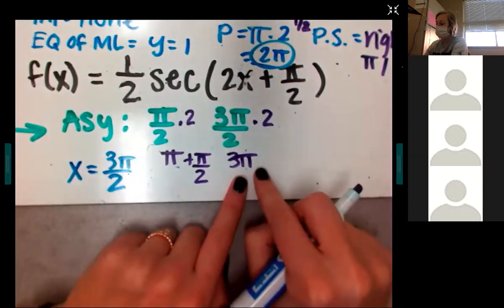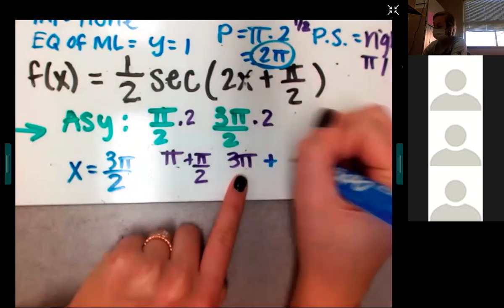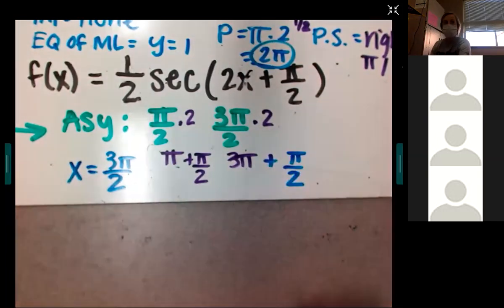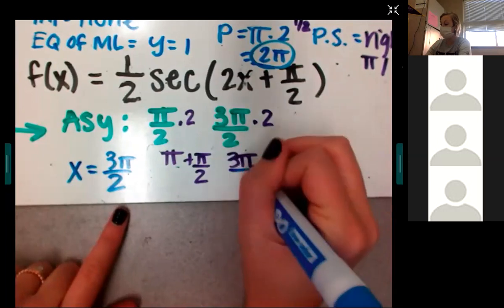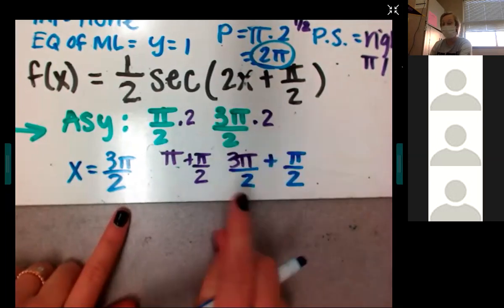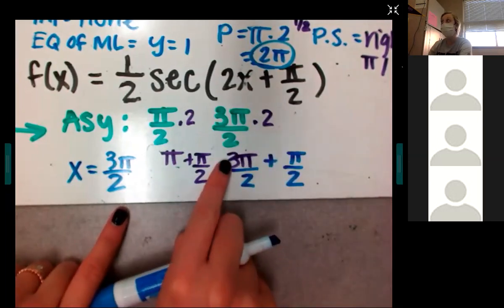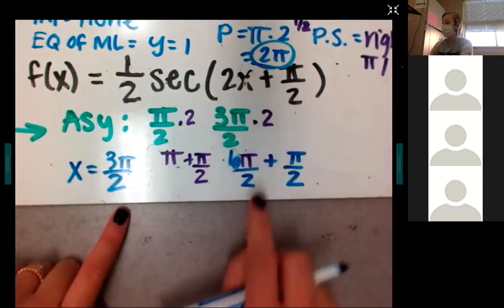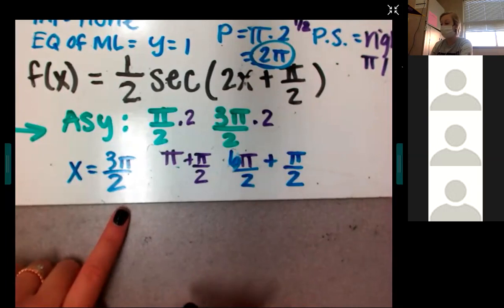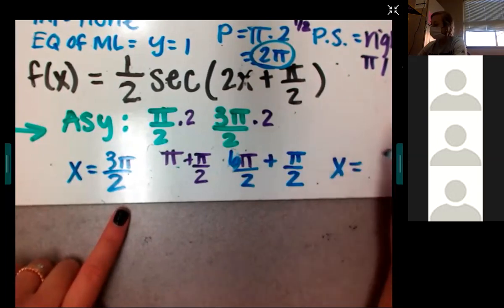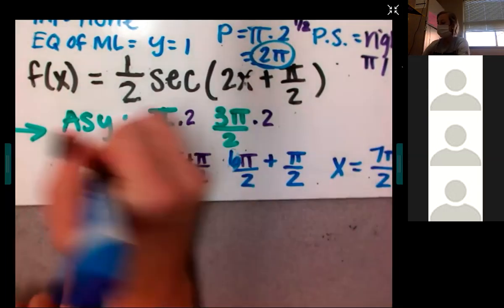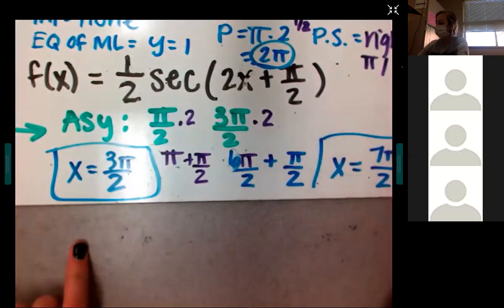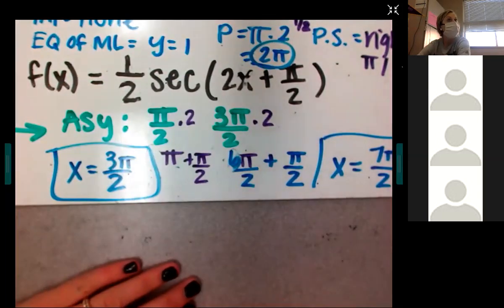And then the second one, if I take 3 pi and add pi over 2, let's do the same thing. Get a common denominator, so put it over 2 as well. And then you have to multiply the top by 2 also. So what's 3 times 2? 6. So 6 pi plus 1 pi is? So the other asymptote would be 7 pi over 2. Does that help? Okay.